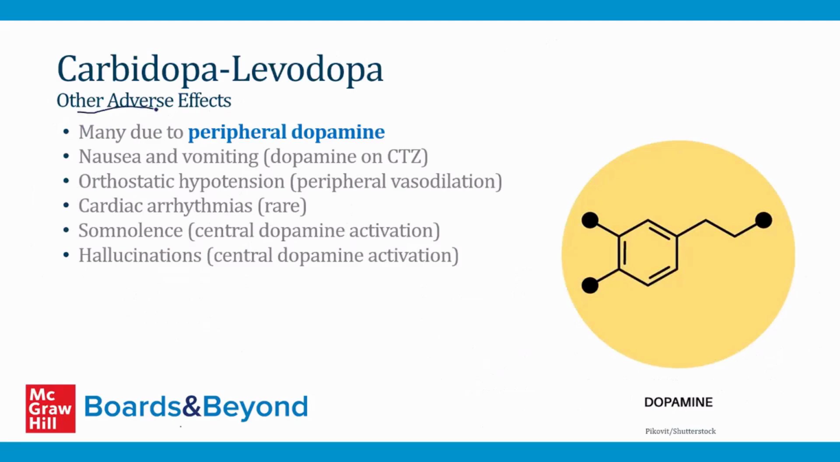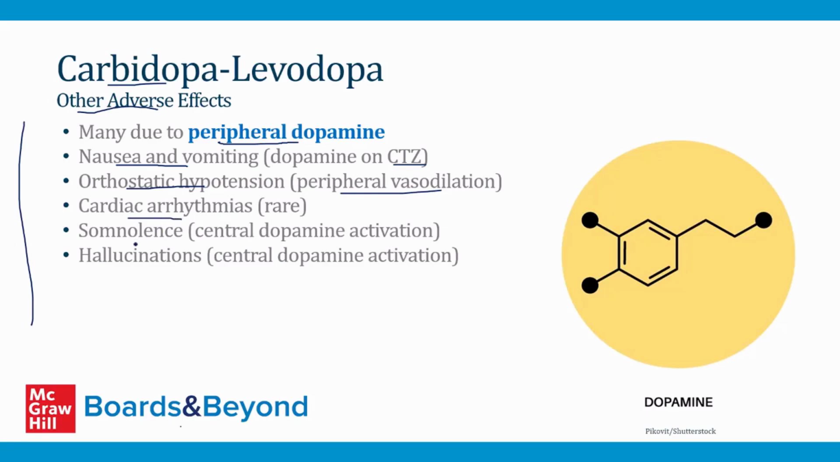Other adverse effects of carbidopa-levodopa have to do with peripheral dopamine. So even though carbidopa inhibits peripheral decarboxylase, you still get some breakdown of levodopa into dopamine peripherally, and this leads to the adverse effects listed on this slide. So first of all, patients can develop nausea and vomiting from dopamine effects on the chemoreceptor trigger zone, which is a part of the brain I talk about in other videos. You can see orthostatic hypotension from dopamine causing peripheral vasodilation. It's rare, but patients can develop cardiac arrhythmias from dopamine increasing the heart rate.